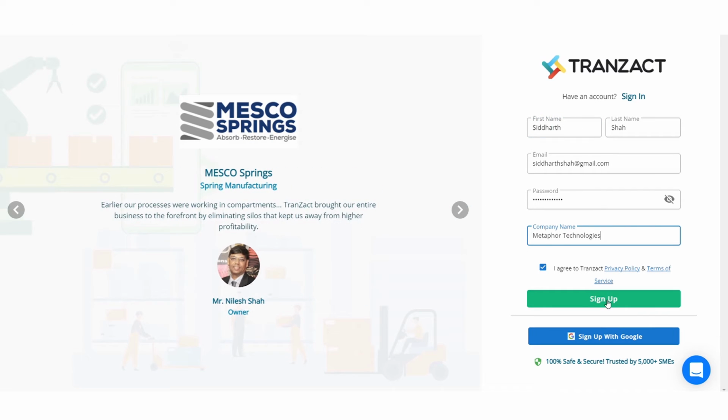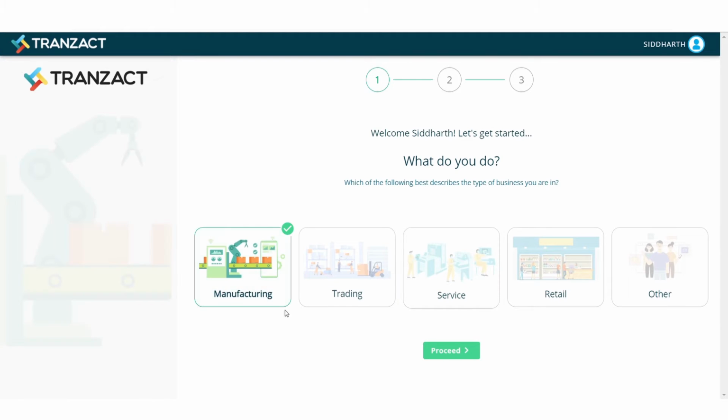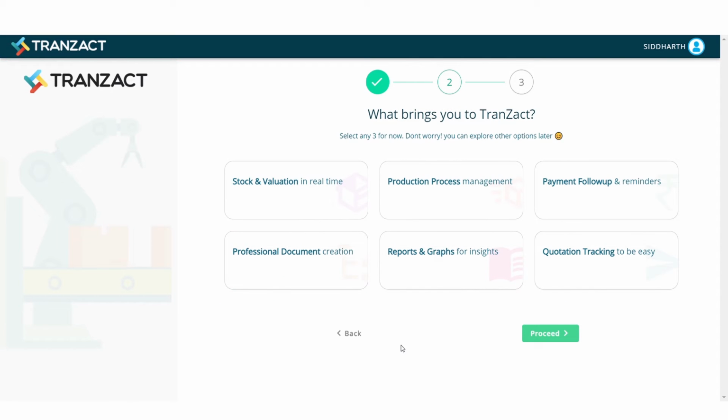Siddharth signs up by entering his details. He then chooses his type of business and then selects his three major problems.